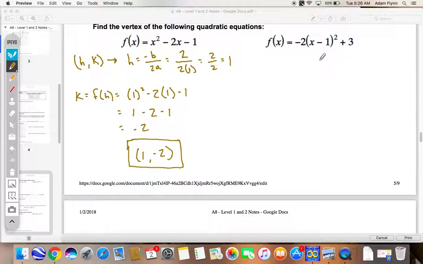Okay, so now I have a vertex form equation here. I'm given my h and my k. This is my h, and this is my k. So I know my vertex is at 1, 3. As easy as that. Pause the video a few more times.